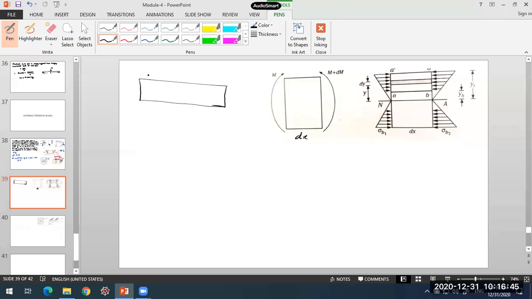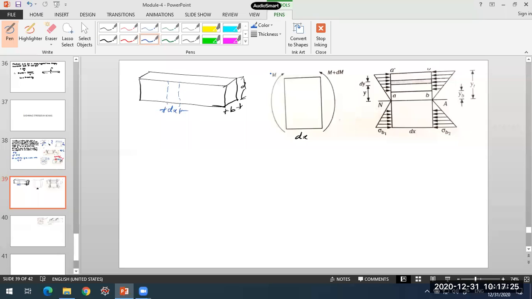So this is actually your beam. This is the width of the beam B, and this is the depth of the beam D. You are looking at a section taken somewhere along its length. It is subjected to a moment. So this is dx. This may be a simply supported beam, a cantilever beam, whatever it may be, but it is subjected to non-uniform bending.